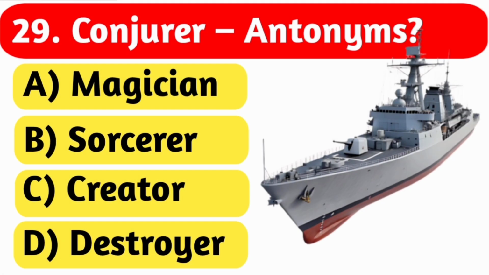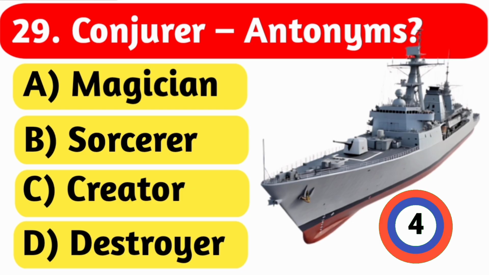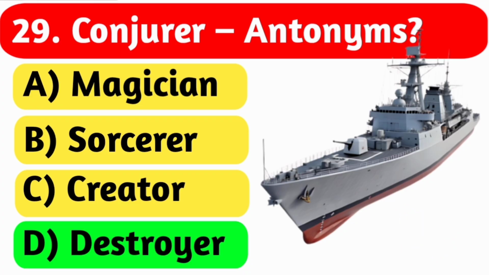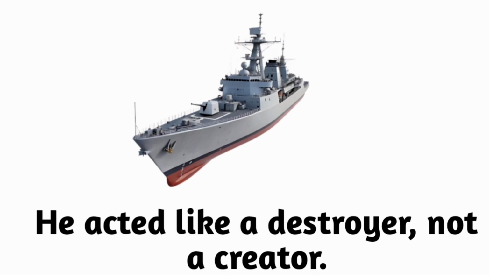Your 29th question is conjure antonyms. Your options are A. Magician, B. Sorcerer, C. Creator, D. Destroyer. Your correct answer is option D. Destroyer. He acted like a destroyer, not a creator.